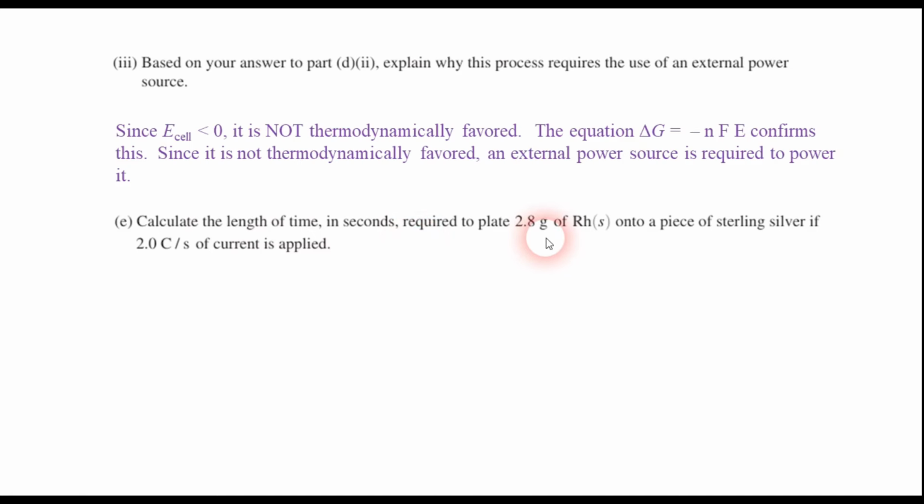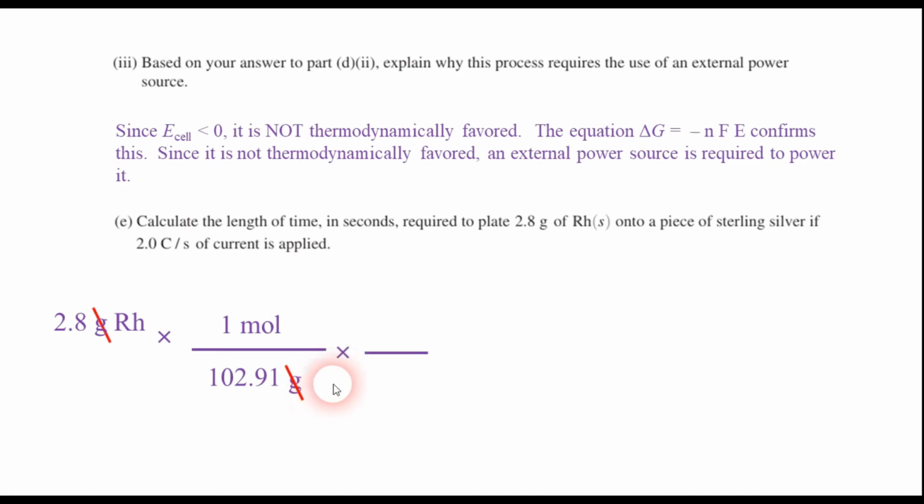We are given the 2.8 grams, but what we'll have to do here is convert the 2.8 grams of rhodium into coulombs using stoichiometry. Now, the first step of that is to convert to moles. So grams on the bottom, 1 mole on top. There are 102.91 grams in a mole of rhodium. I looked that up because I don't use rhodium all the time. Grams are out.